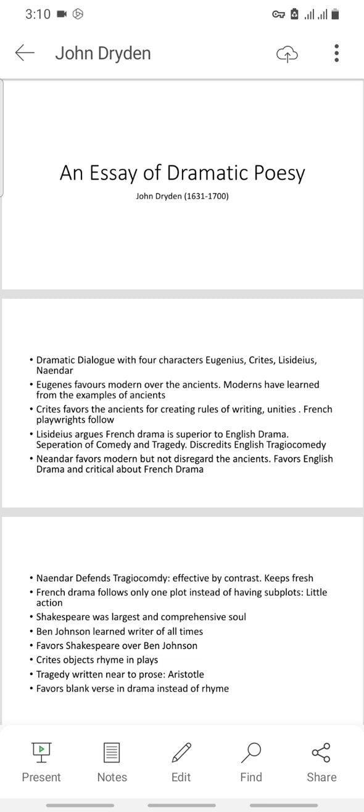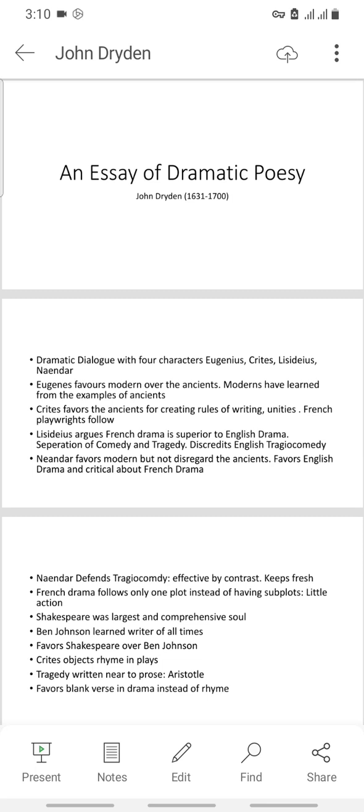According to Crites, the famous French writers of that time, the French playwrights, the French drama writers, all of them follow the unities and the rules described by the ancient writers. Here you can recall the unities of Aristotle, described in his book The Poetics: the unity of time, unity of action, unity of place.